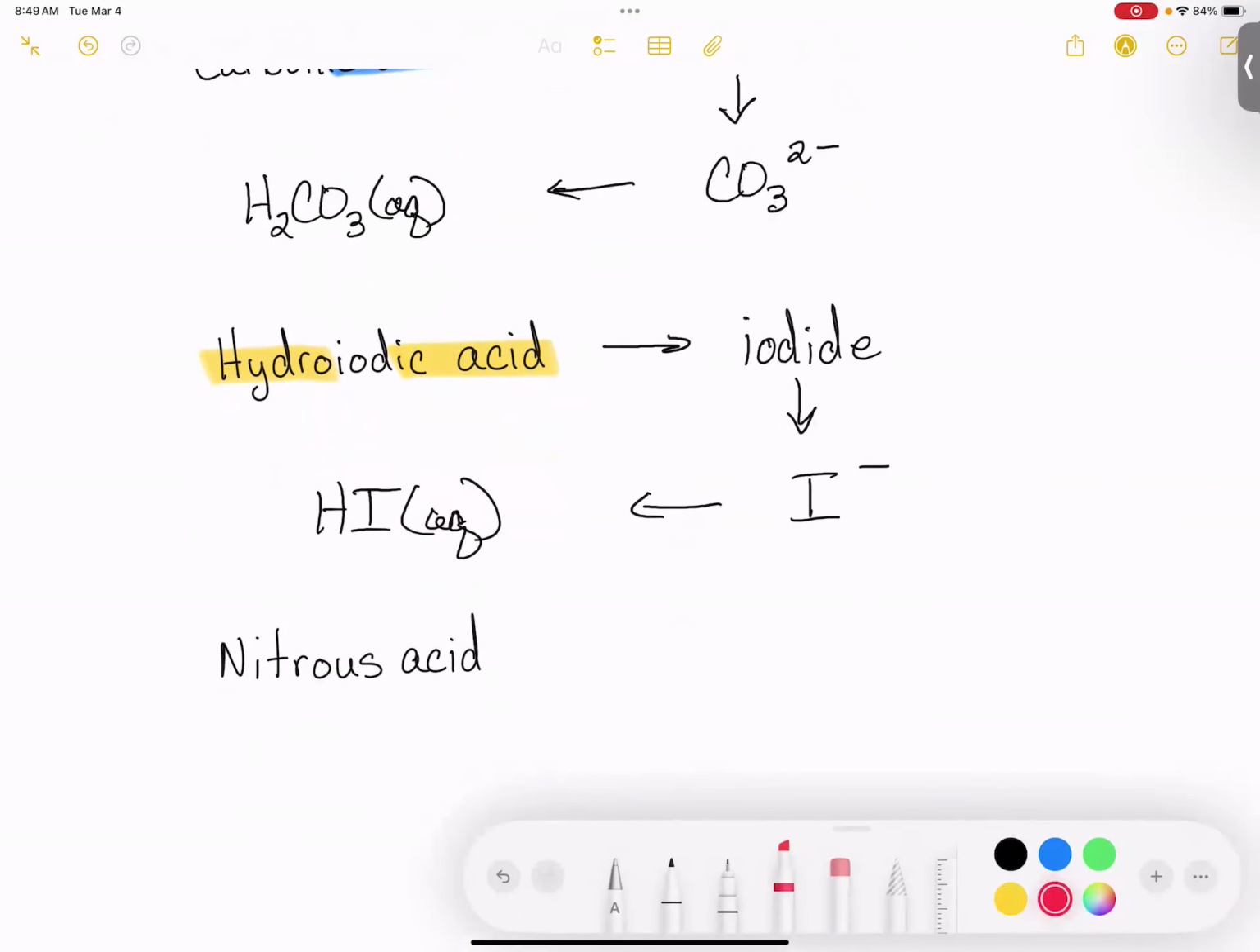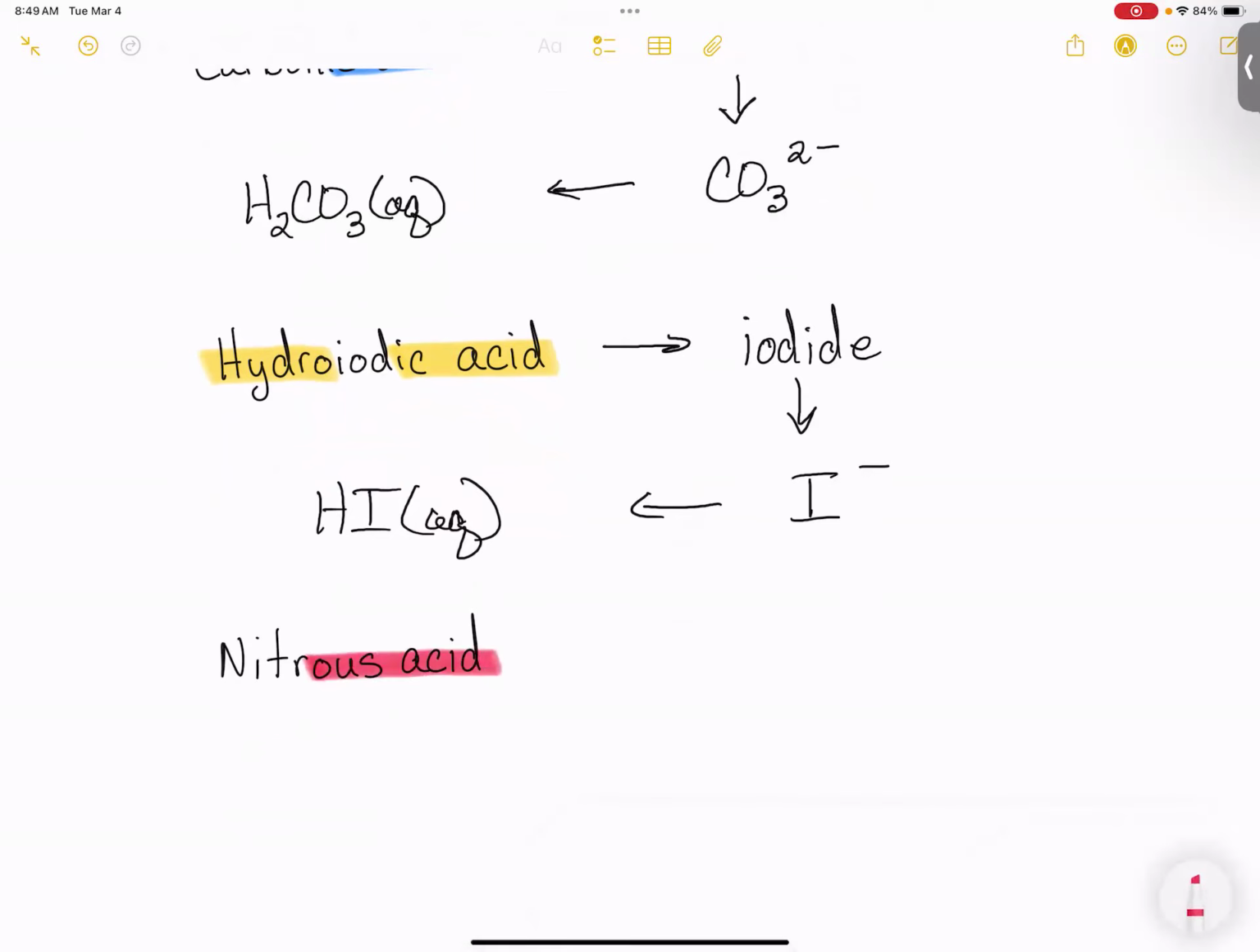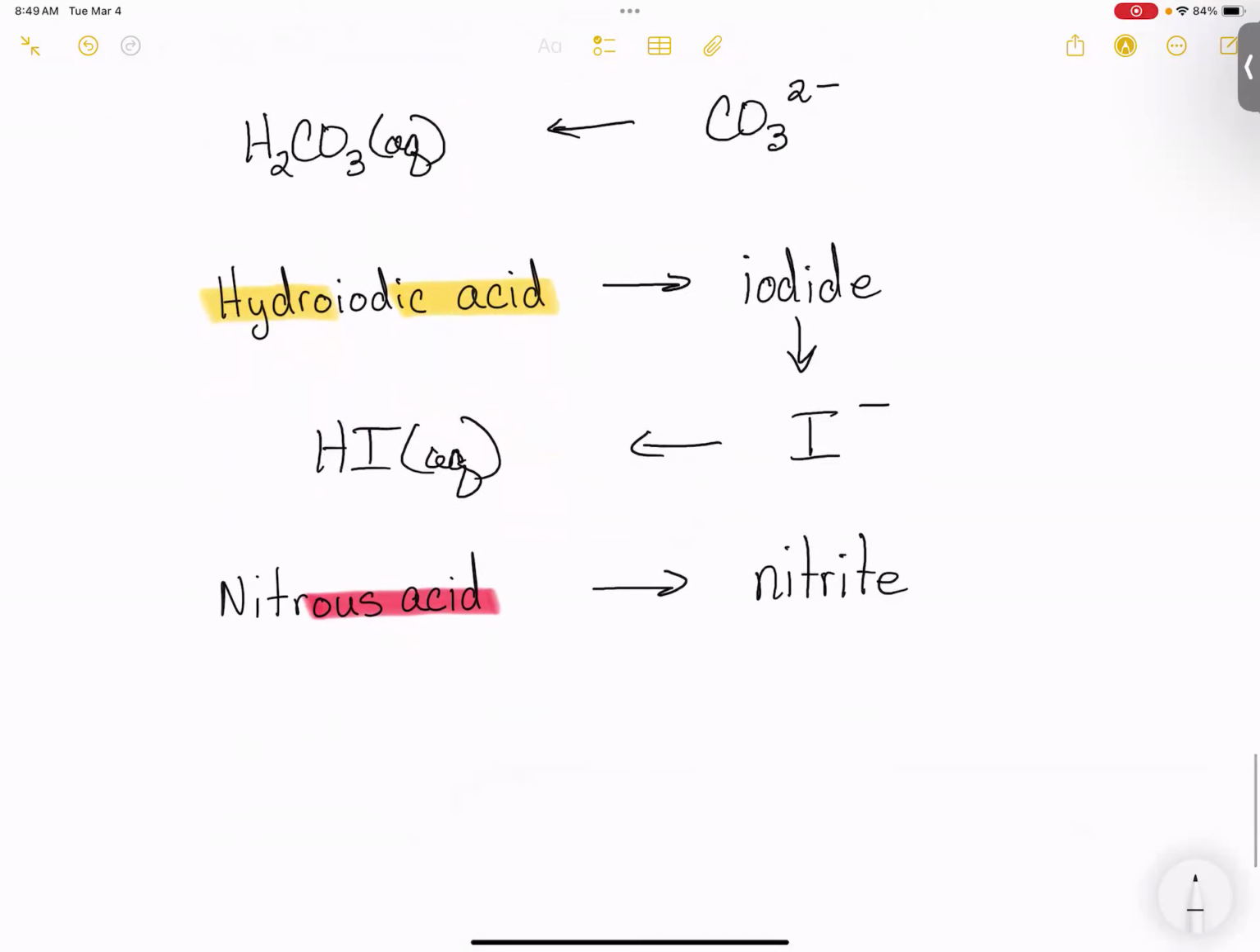The next one I noticed ends in -ous acid. So what did it come from? What was the ending of the anion? It's -ite, so nitrite, which has the formula NO2 minus. So nitrous acid is HNO2 aqueous.